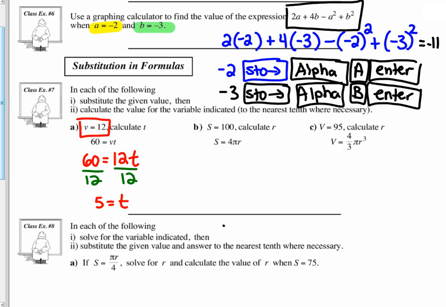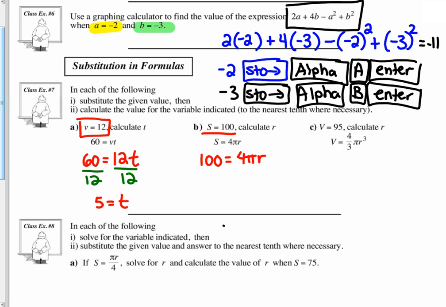So here's a good one. They said S is equal to 100, and the formula we have is S is equal to 4 pi r, a formula you're going to actually learn about this unit. It stands for surface area for something, specifically a sphere. Oh no, that's different. 4 pi r squared, I believe it is. Close. Okay, so let's sub in S. S is 100, so I'm going to replace the S with 100. So we have 100 equals 4 pi r.